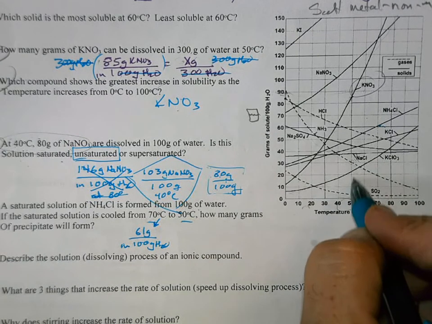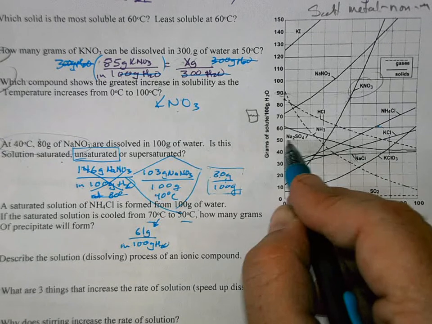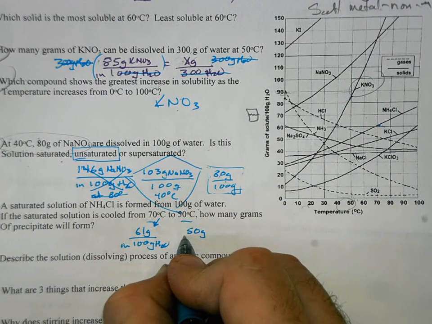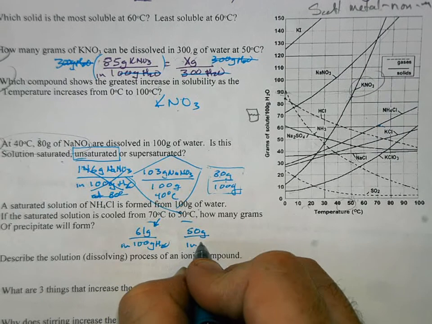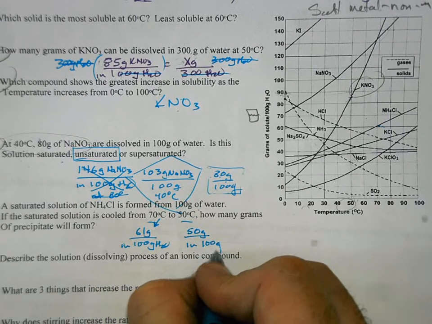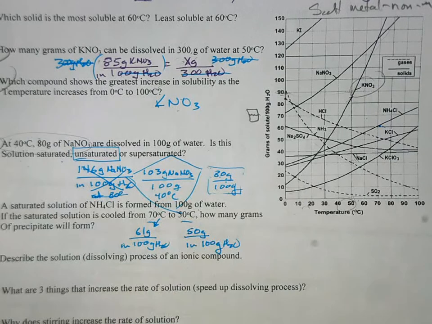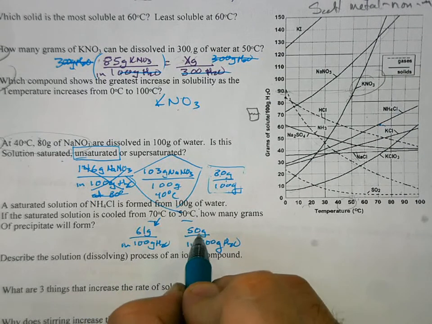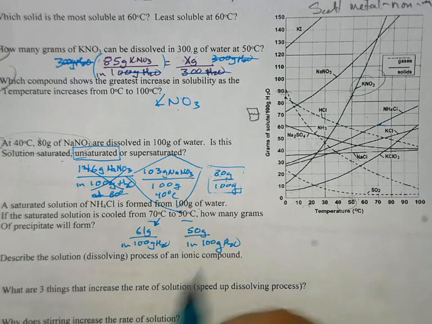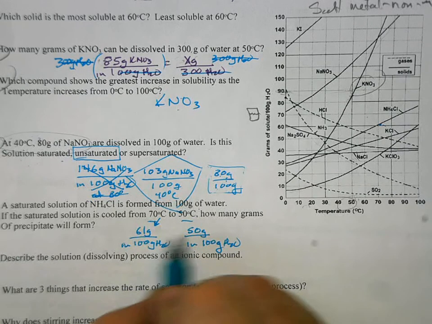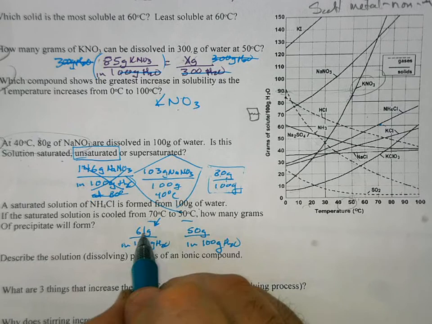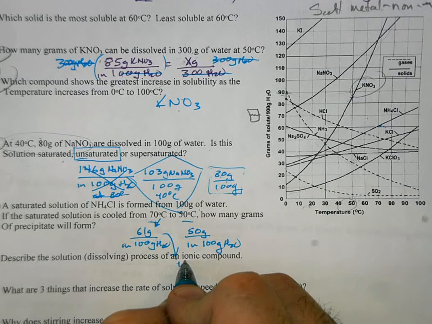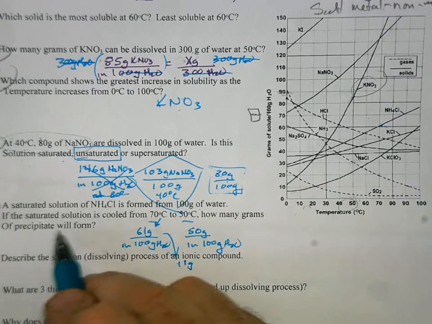Now if we cool it, we're going to go from 70 degrees to 50. We're going to come up here to ammonium chloride. It looks like 50 grams of ammonium chloride can be dissolved in 100 grams of water. And this is at 50 degrees. So what happens, it can hold a lot more when it's hot. It's going to lose some, when it cools down, it's got to dump. The difference between these two is 11. As it cools, 11 grams of precipitate, of solid, will form.